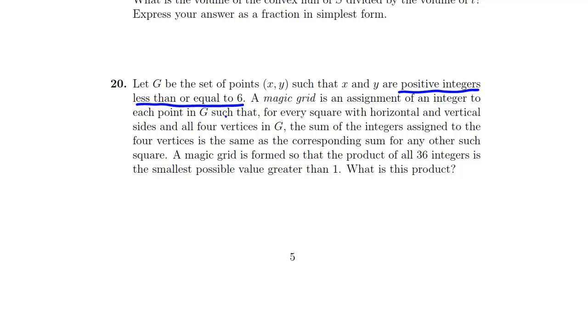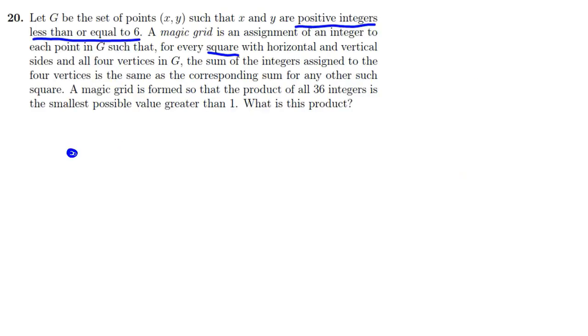And it says each integer to each point in G such that for every square with horizontal and vertical sides and all 4 vertices in G, the sum of the integers assigned to the 4 vertices is the same as the corresponding sum for any other such square. A magic grid is formed so that the product of all 36 integers is the smallest possible value greater than 1. What's this product? Okay, let's draw a 6 by 6 grid.